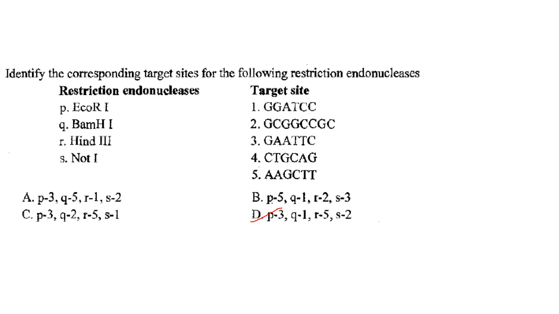Identify the corresponding target sites for the following restriction endonucleases. So EcoR1 is having GAATTC, P3.